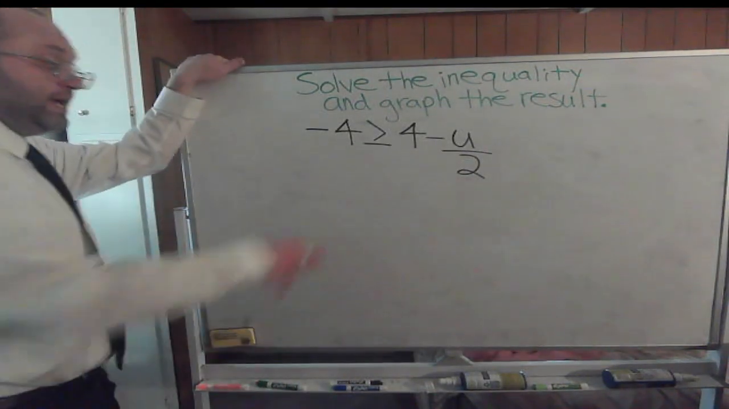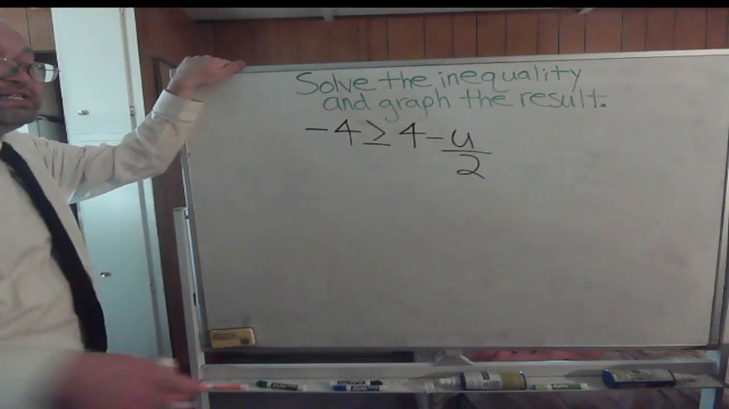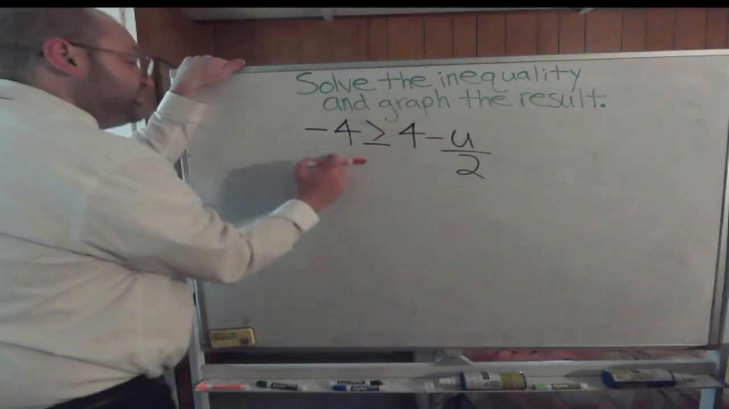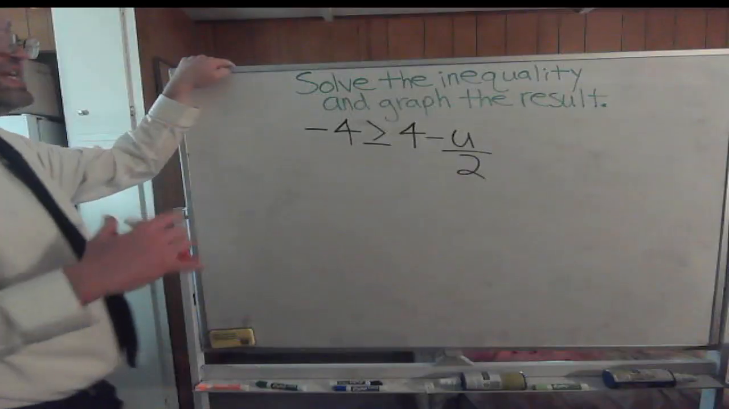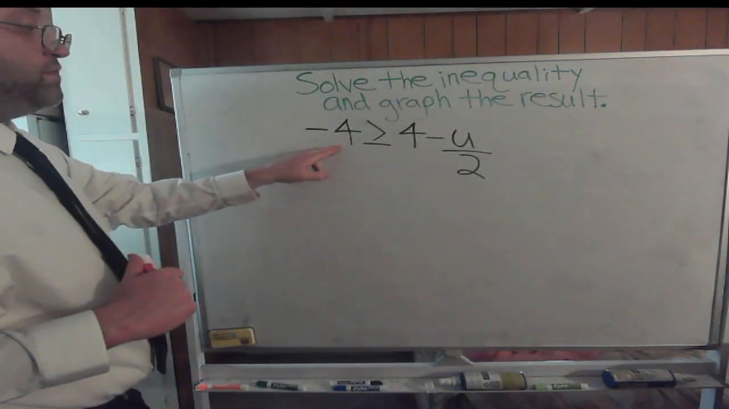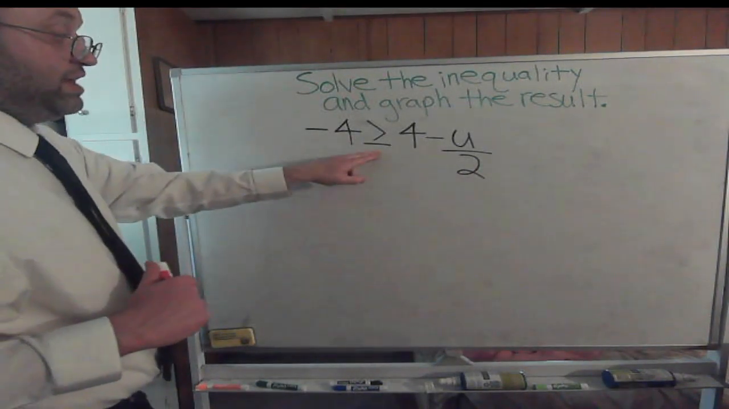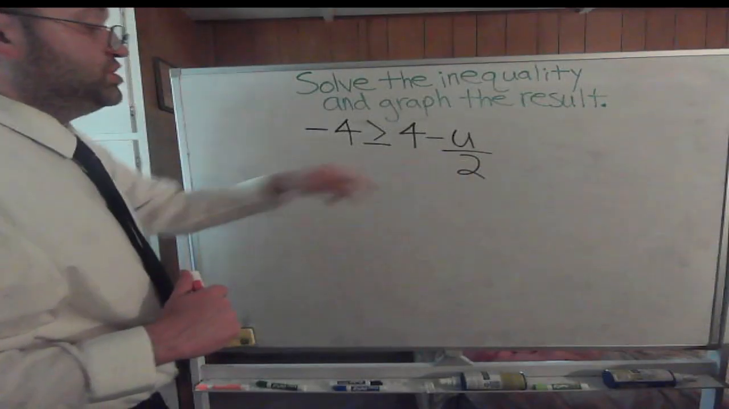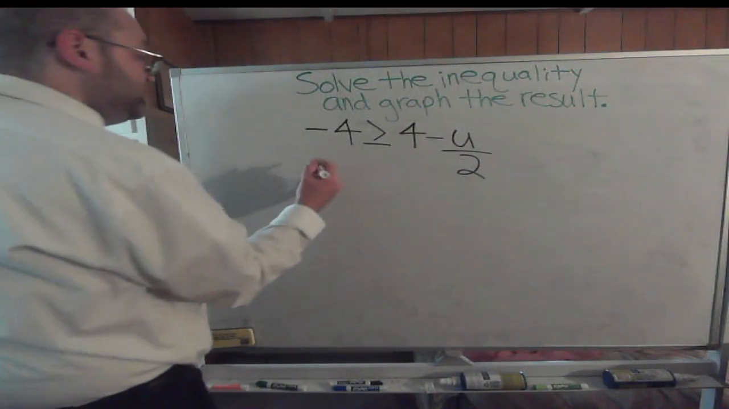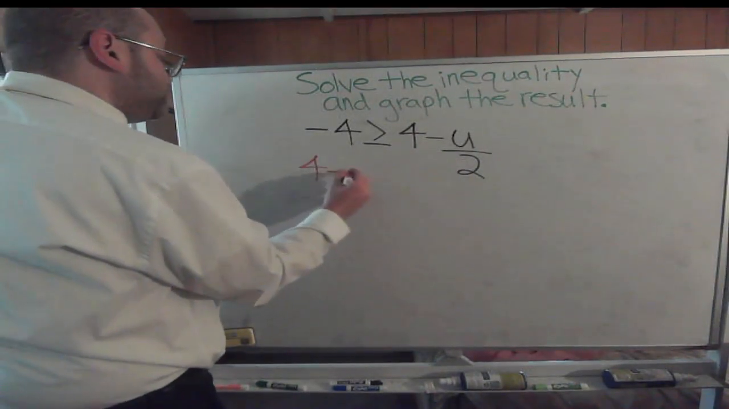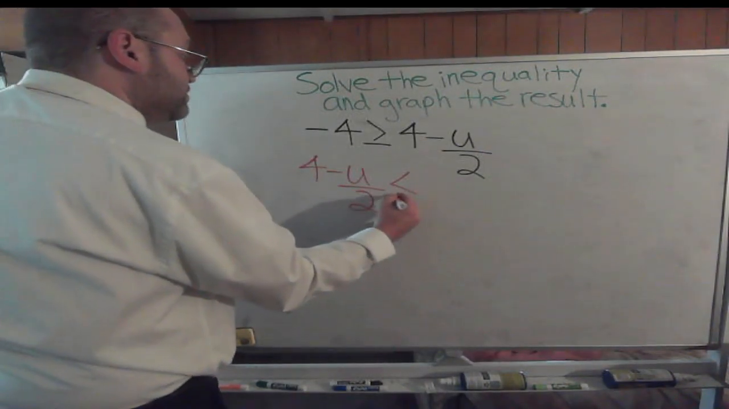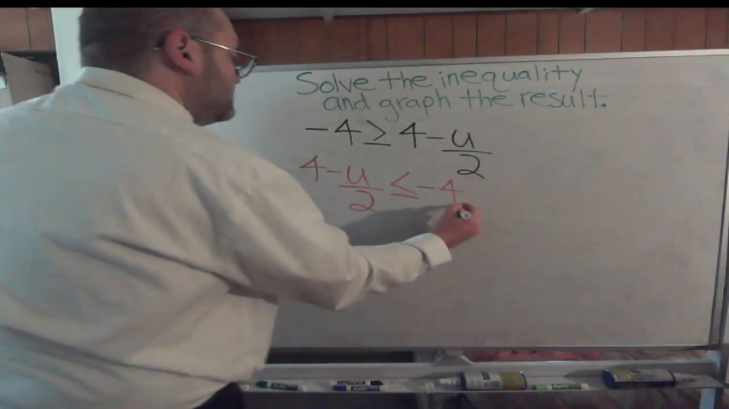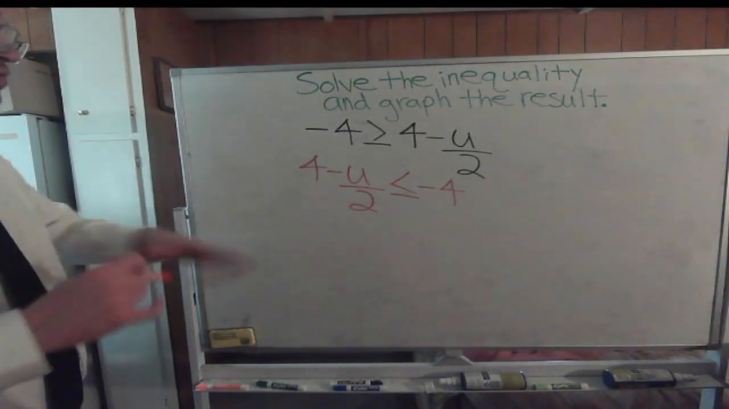Again, we have these switched around from how they need to be. We need to get the variable on the left-hand side and put the regular number on the right. So it stands to reason that if negative 4 is greater than or equal to 4 minus u over 2, that means 4 minus u over 2 is actually going to be less than or equal to negative 4. So that's how we restore the proper order.